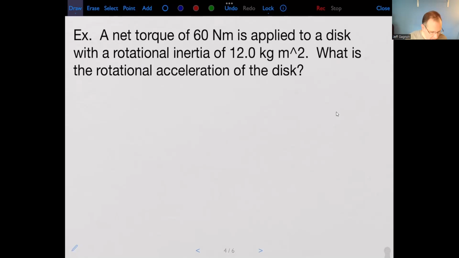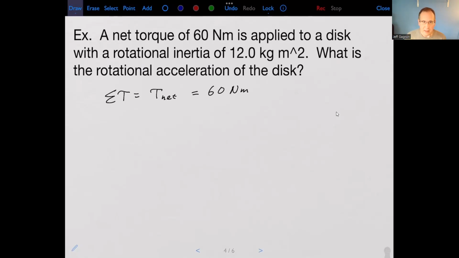Okay, so they're telling us that the sum of the torques, which is the net torque. Remember, sum is the same. If I add up all the torques, I get the net torque. That's equal to 60 Newton meters.